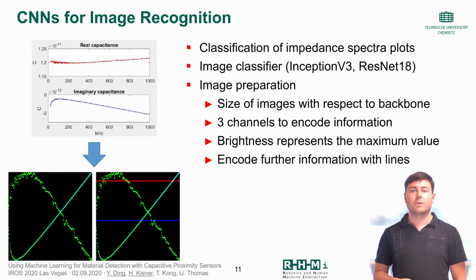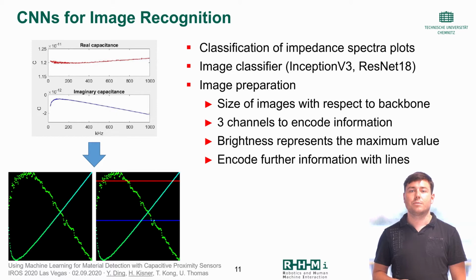We have two 1D vectors representing the real and the imaginary part of the impedance spectrum. Of course, the data is not restricted to this information. The image classifiers need a specific image size to fit the resolution of the backbone convolutional neural network. However, we use the scale information and we have to encode this in the images itself.